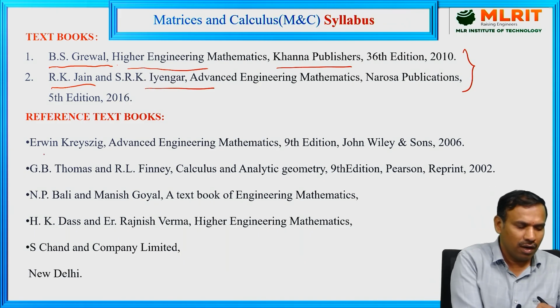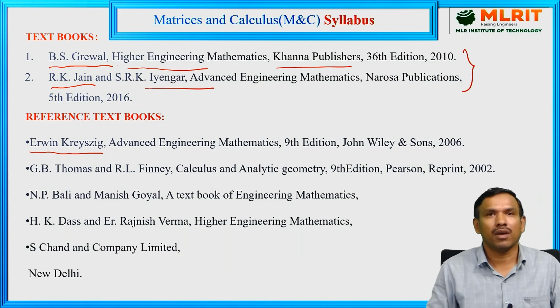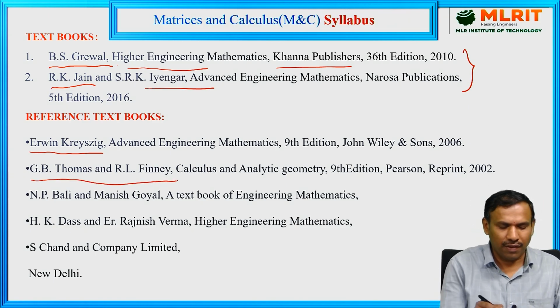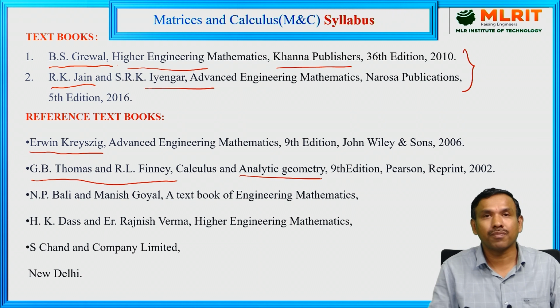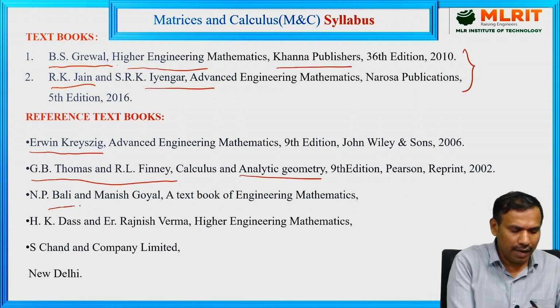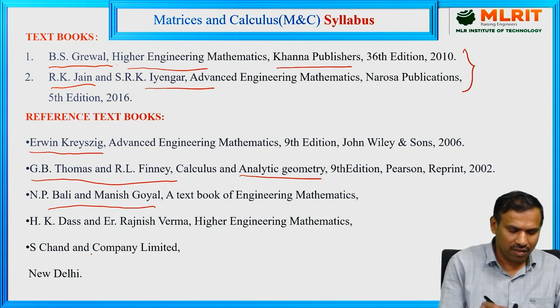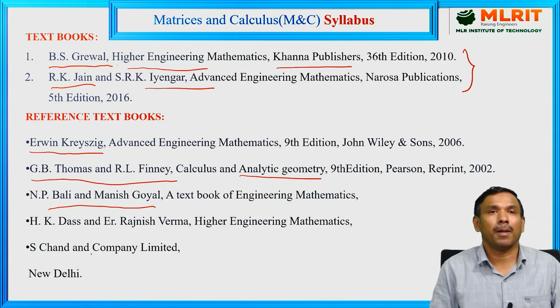That is a foreign author book, Erwin Kreyszig, Advanced Engineering Mathematics. Next, G.B. Thomas, R.L. Finney, Calculus and Analytic Geometry. Here also you can find 3-4 units. And Bali and Goyal, A Textbook of Engineering Mathematics. H.K. Das and Rajesh Verma, Higher Engineering Mathematics. This is also from S. Chand Company Limited, and S. Chand books are also available. And all these books are useful for matrices and calculus.